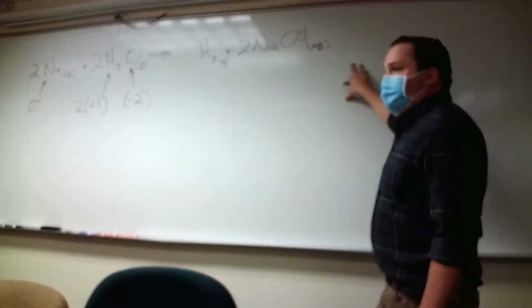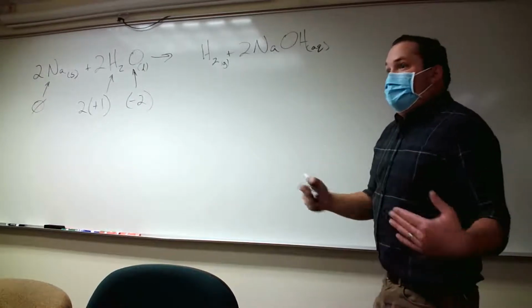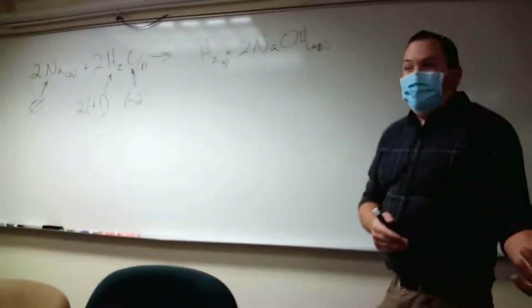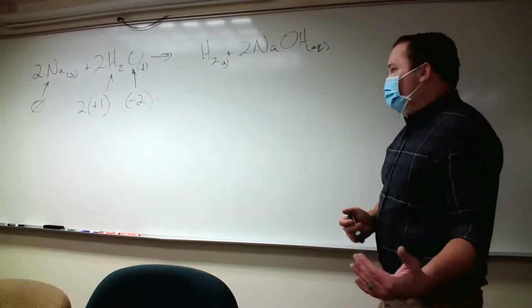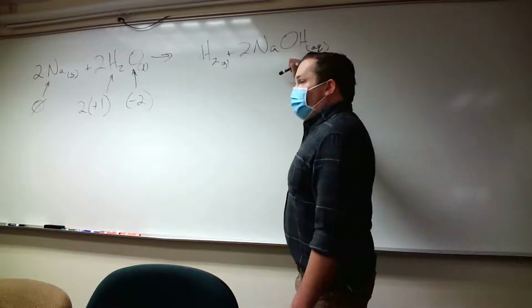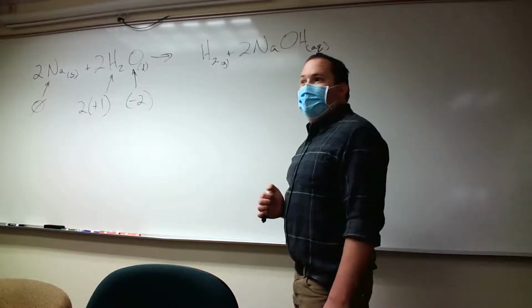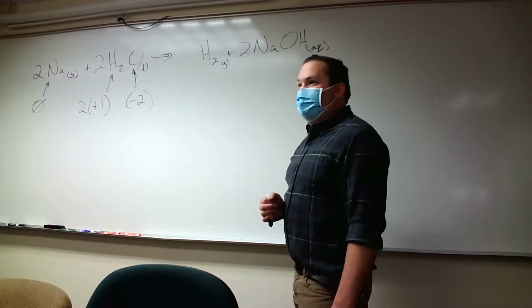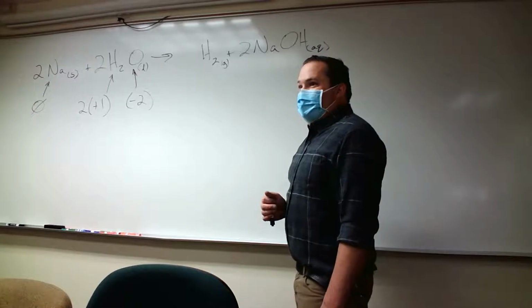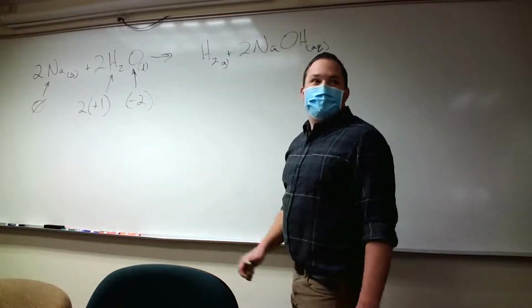So ignore the coefficients at this point. The coefficients are there for balancing reasons, so we know what ratio to let these things react in, but they don't really matter for oxidation states. Anybody who's ever done a baking soda volcano knows it doesn't really matter if you get your ratio of vinegar to baking soda right, it'll still react. If you want all of it to react, you've got to get the right ratio, but the reaction doesn't change.